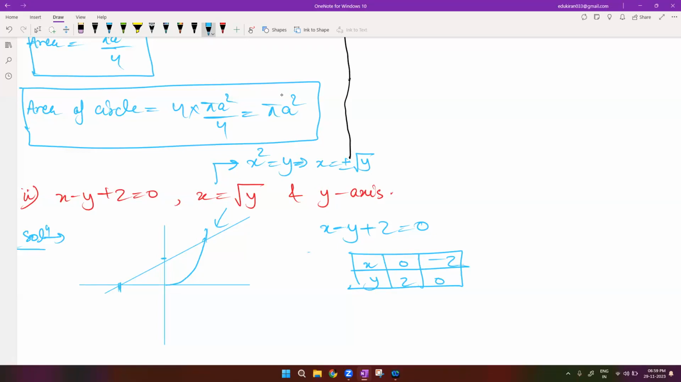This is our curve x is equal to root y. And the y-axis is this. Now, I'm writing these portions as A, B, C, D, E. Can you tell me out of these portions which portion we need to solve? What is the area that we need to find out? We have to find the area between the curve x is equal to root y, the line x minus y plus 2 is equal to 0, and the y-axis.